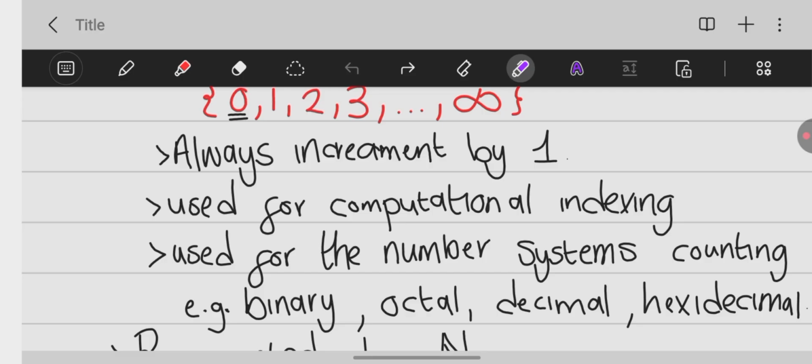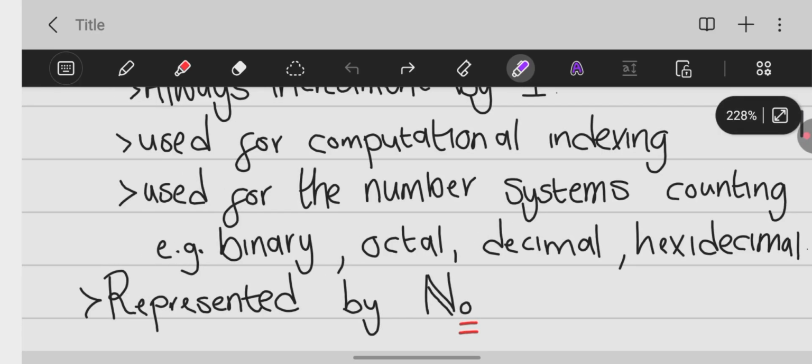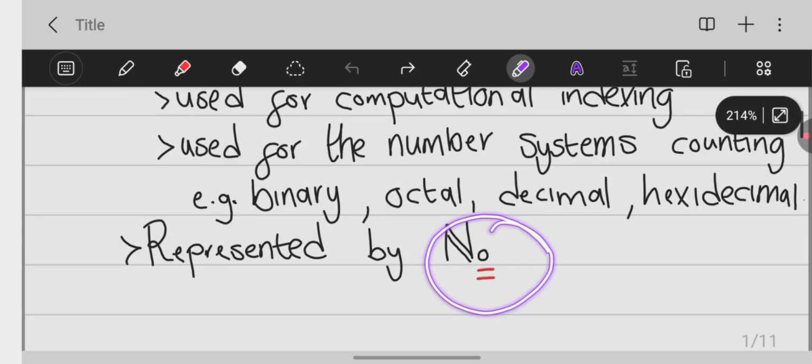If you think of your arrays or any type of indexing basically, so let's say you're trying to convert binary numbers to decimal, or octal numbers to decimal numbers, or hexadecimal numbers to decimal, you'd basically index starting from 0 and going to infinity. So it's used for computational indexing and for your number systems counting. For example, you have binary, octal, decimal, and hexadecimal, and are represented using the N-naught symbol.